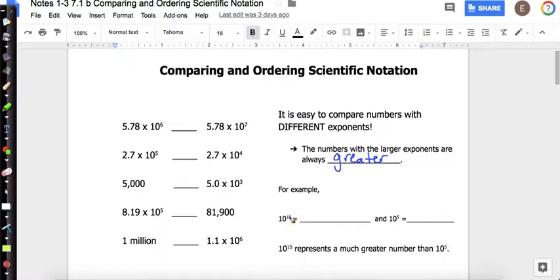For example, 10 to the 10th power would look like this. Remember, when we have a power of 10, we start with the number 1. Move it 1, 2, 3, 4, 5, 6, 7, 8, 9, 10. So this, of course, will have 10 zeros. And it will be written like this.